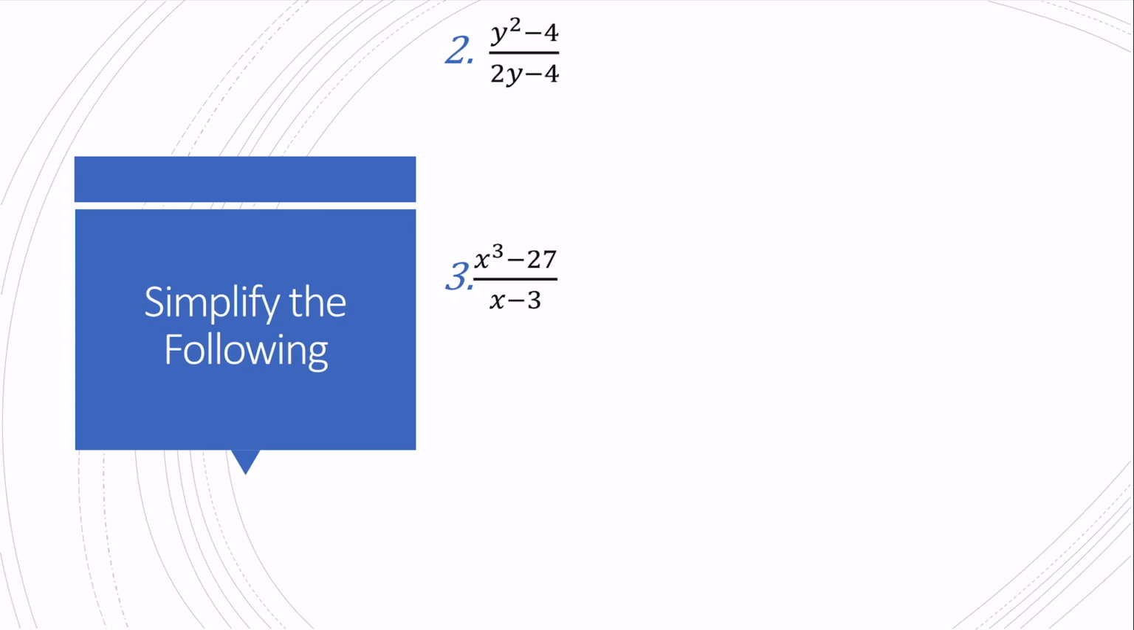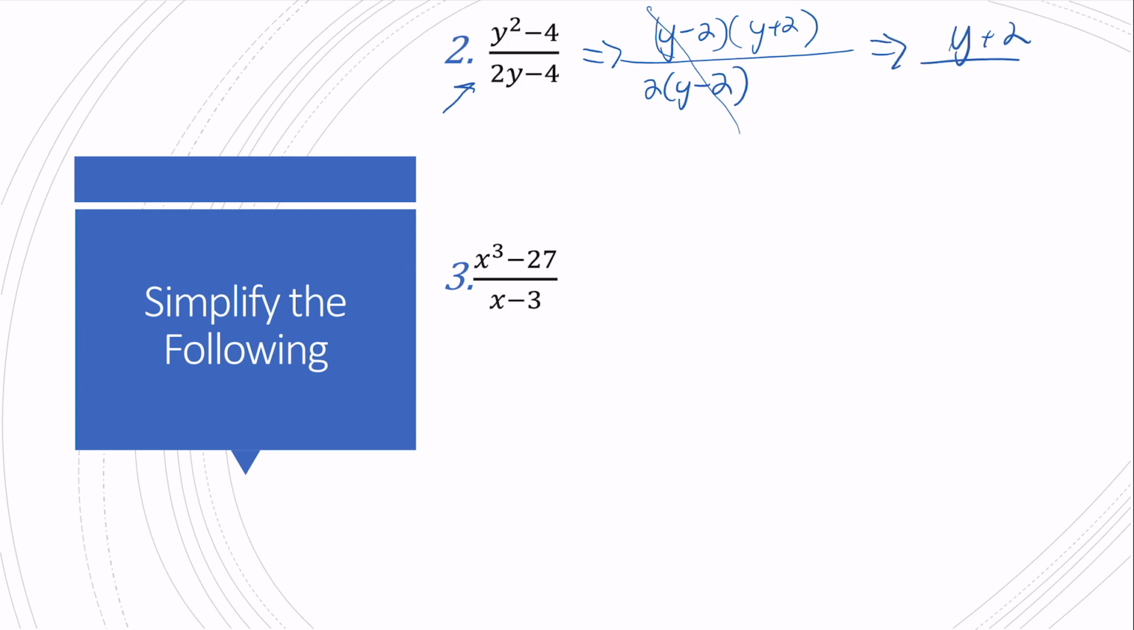So let's simplify the following. I have y squared minus 4. That's a difference of squares. That's going to factor to y minus 2 times y plus 2. In my denominator, I have 2 times y minus 4. 2 is my greatest common factor. So I have 2 times y minus 2. y minus 2 is the greatest common factor. Those are going to cancel. And I'm left with y plus 2 over 2.